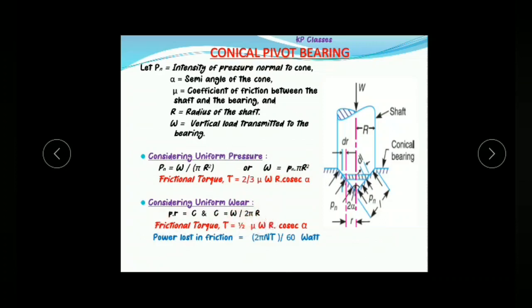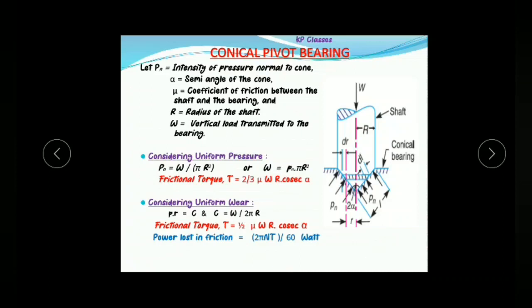Similarly, considering uniform wear, P into R equal to C and C equal to W by 2 pi R. Frictional torque will be half mu WR cosec alpha. Power lost in friction equal to same formula 2 pi nt by 60 watt.